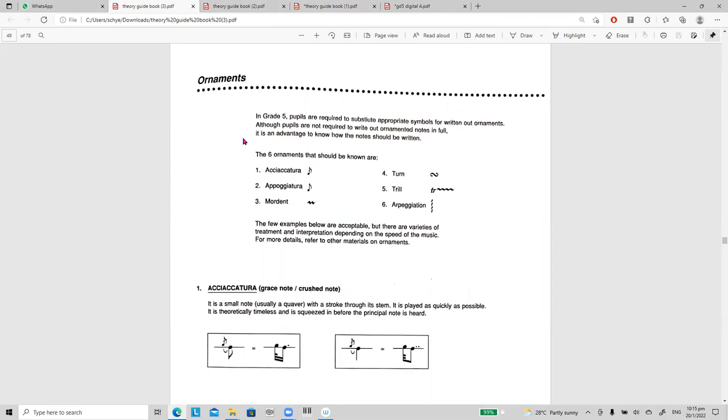The acciaccatura can also be called a grace note. The acciaccatura usually has a slash and it's fast. The first note usually has three tails. So it is short and fast.